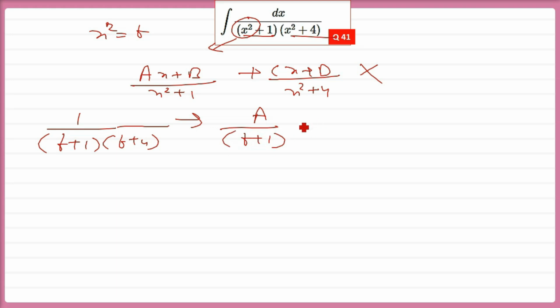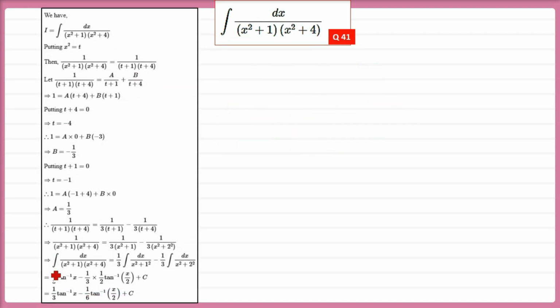So 1 by t plus 1 and t plus 4 will become a divided by t plus 1 and b divided by t plus 4. So now take the integration. So this a and b can be computed, and you already know how to compute this. You don't have to differentiate, please remember. Just replace x square by some t, because dt by dx will form 2x, and there will be a problem again because there is no x in the numerator. In the later stages, wherever it is applicable, replace x square by t.